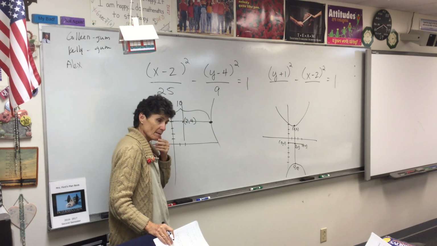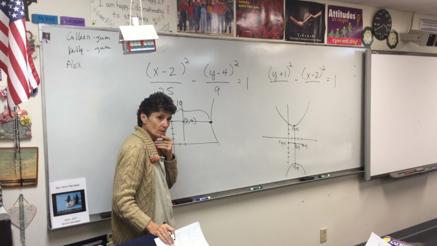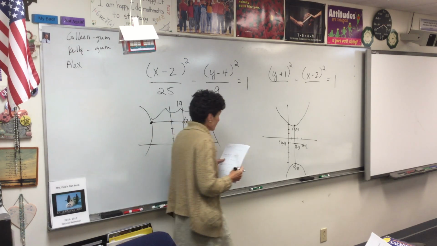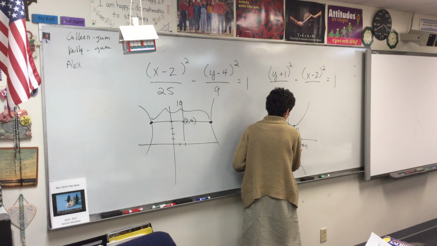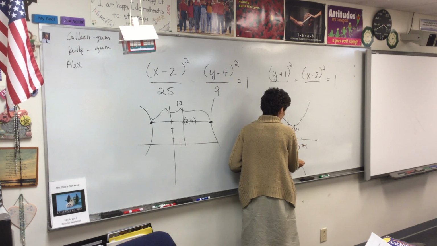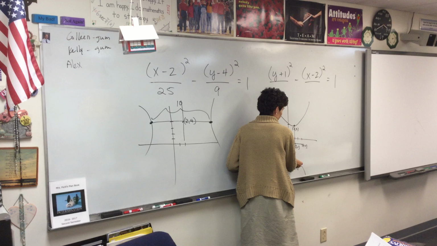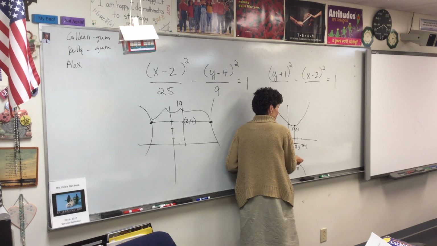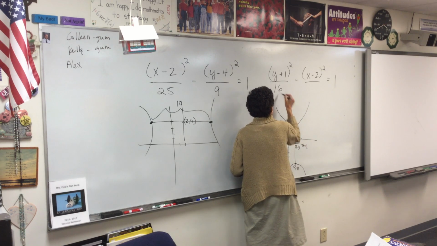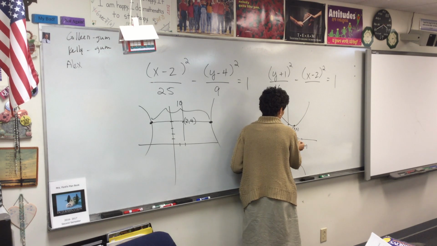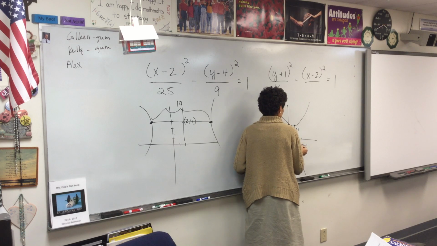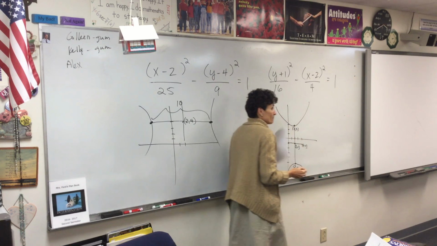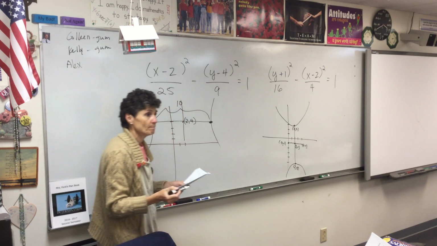Now, what about the denominators? Well, we can figure that out, because if this is my center, how far up and down am I going? 4. What does that tell me? That I'm going up and down 4. There's a 16 somewhere. Where's the 16? Under the Y, because you're going up and down 4. How far over am I going? 2, which means this must be a 4. There we go. We're done.